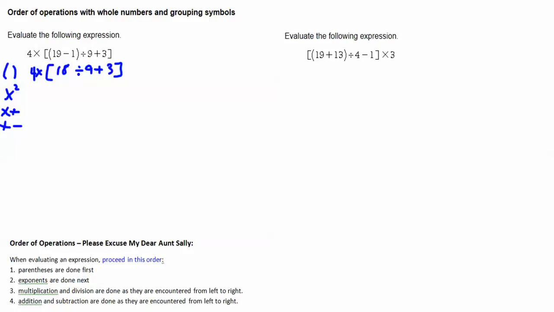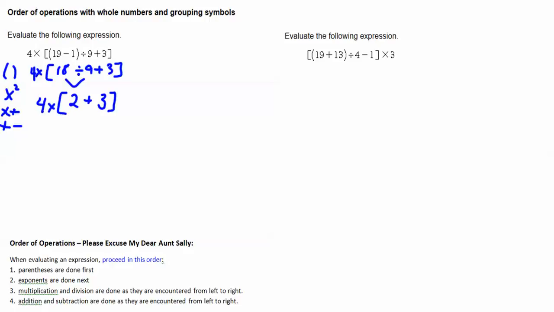We're not quite done with the parentheses and brackets step, the grouping symbols. We have to do what's in the brackets first as well. So within the brackets, you actually have 2 operations, division and addition. And in order to decide which one you do first, you treat what's inside the brackets like its own little mini problem. So division is going to win out over addition, not because it comes first from left to right, but because it's first in order of operations. So we're going to do 18 divided by 9, which is 2. And then rewrite the problem, bring everything else down.